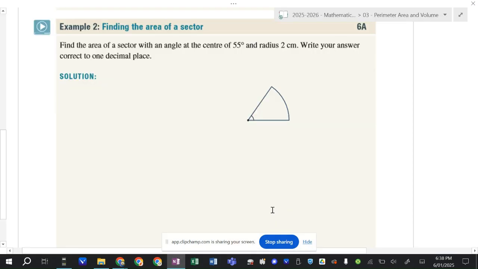Okay, so we are on example 2, finding the area of a sector. Find the area of a sector with an angle at the center of 55 degrees and radius 2 centimeters. Write your answer correct to one decimal place.